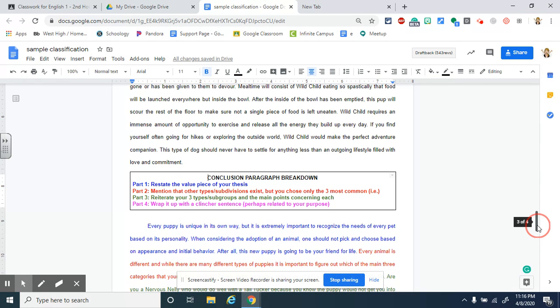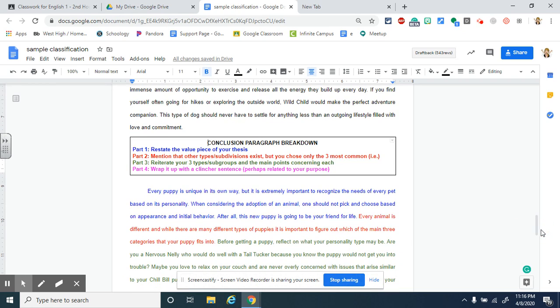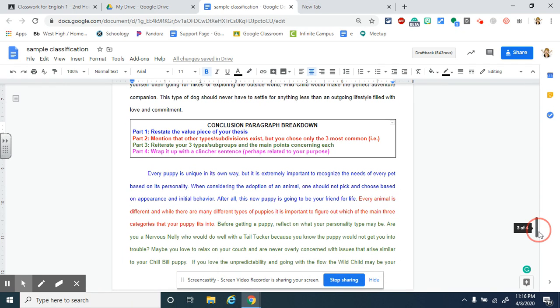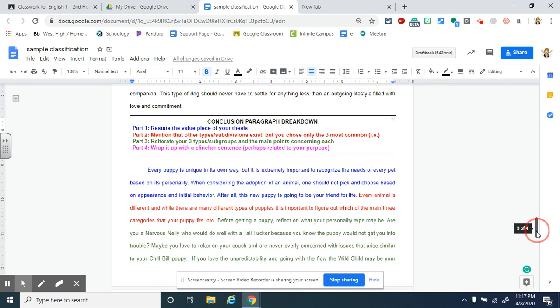Okay, so our conclusion paragraph is four parts. I know you probably need more time to highlight that, but I can only upload videos of certain lengths, so you can just pause it and then come back to the conclusion. So when you write your conclusion paragraph, it has four parts. First, restating the value piece of your thesis, the so what piece. Second, mention that there are other types, but you're only focusing on the main three. Third, re-break your main three types again, and then wrap it up with a nice fancy clincher.